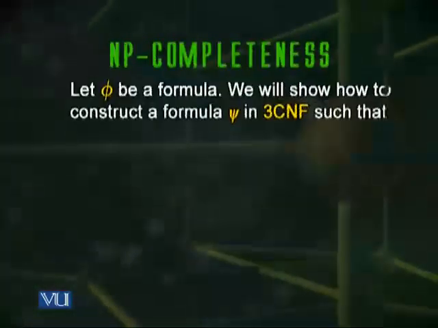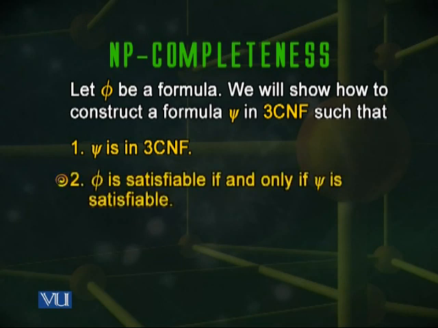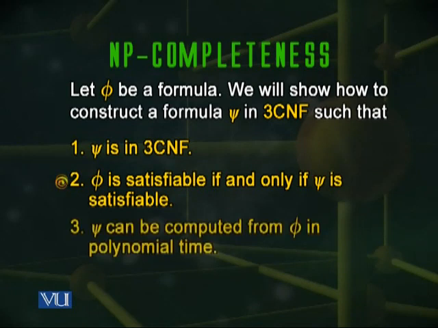Well, in this case, what we will do is we will start with the formula phi, and we will show how to construct a formula psi in 3CNF such that 1. Psi is in 3CNF, 2. Phi is satisfiable if and only if psi is satisfiable, and 3. Psi can be computed from phi in polynomial time.